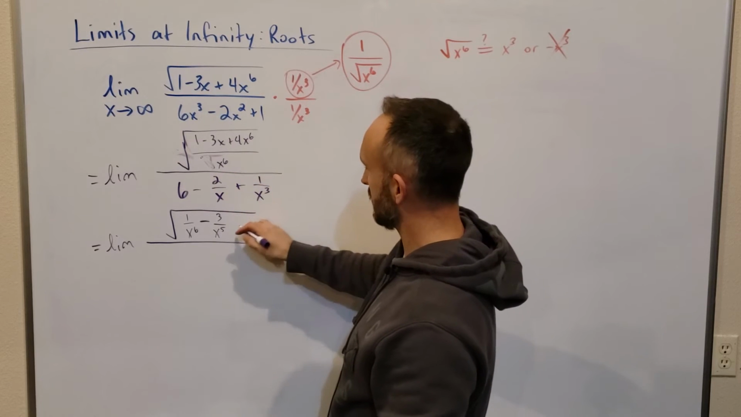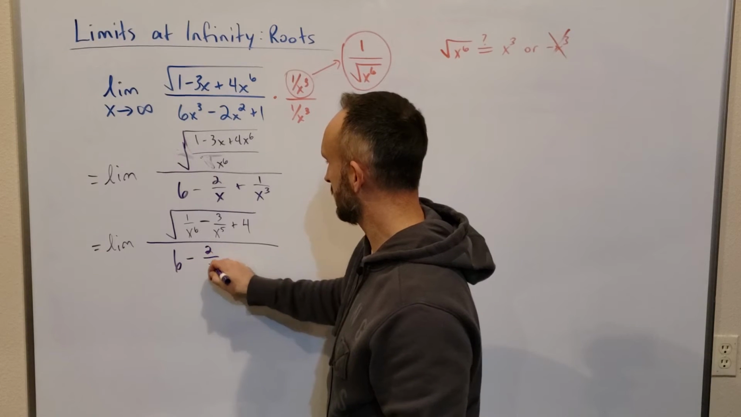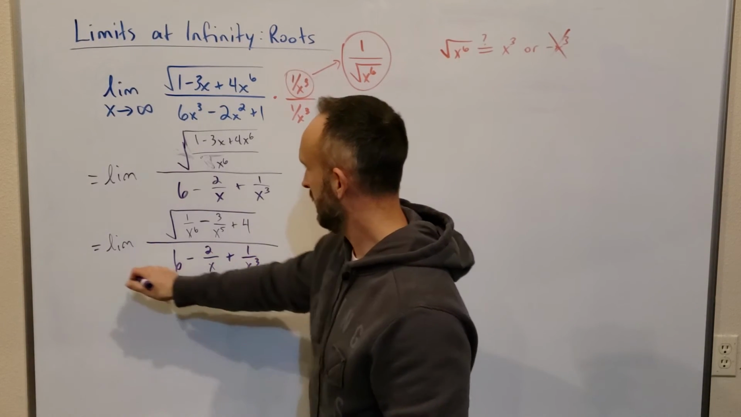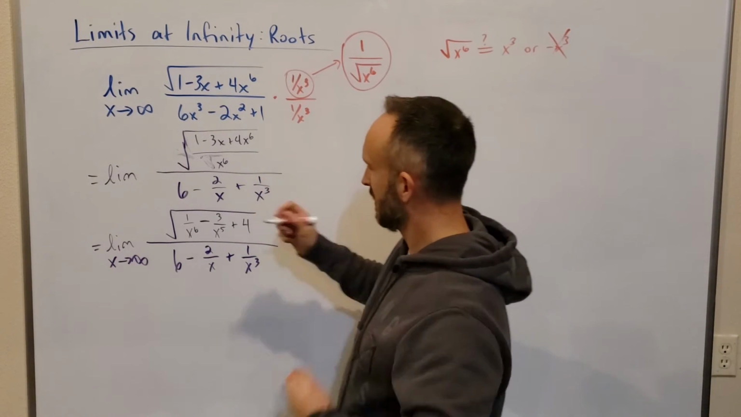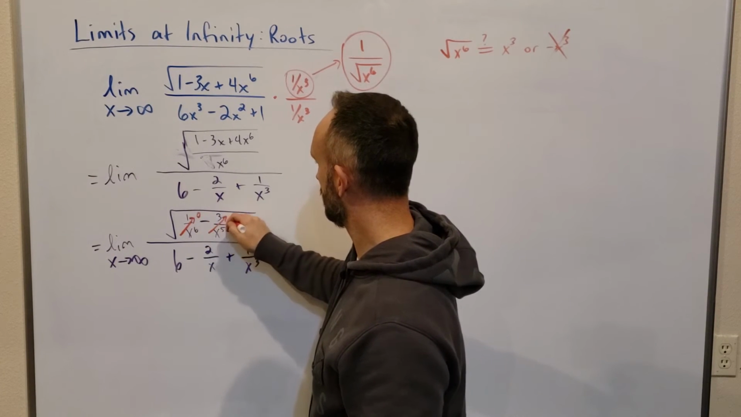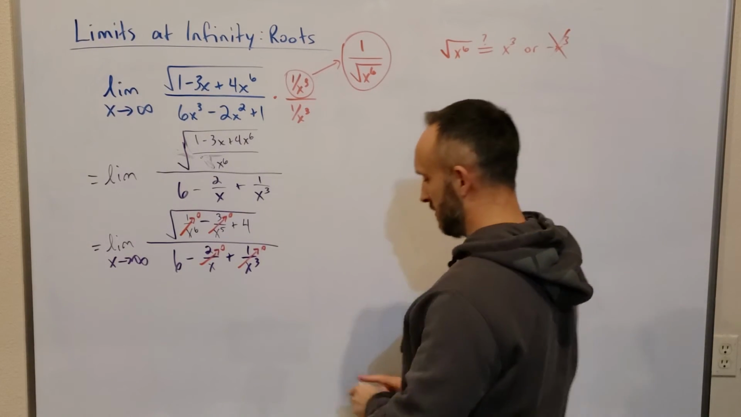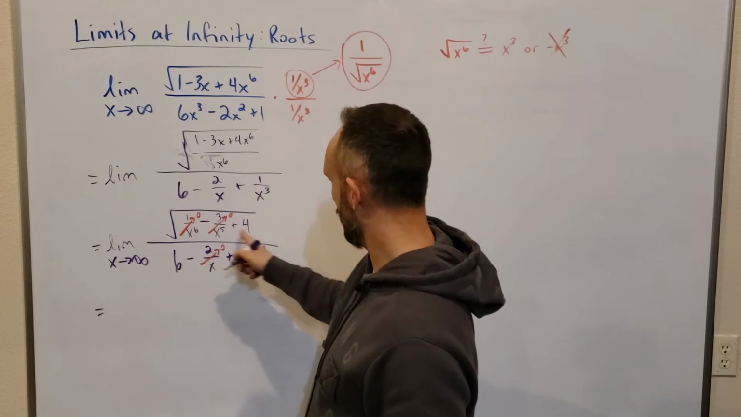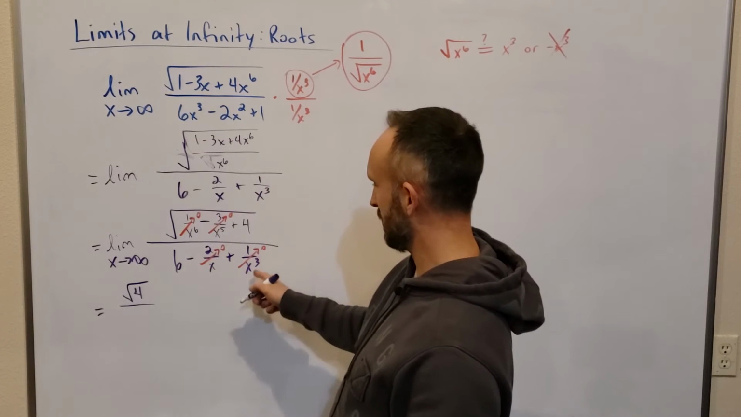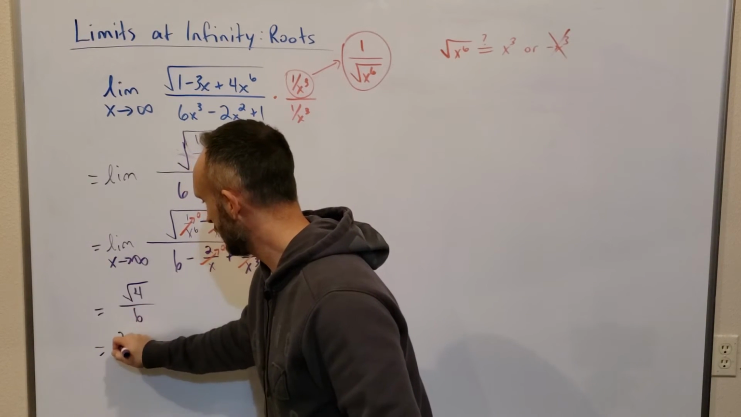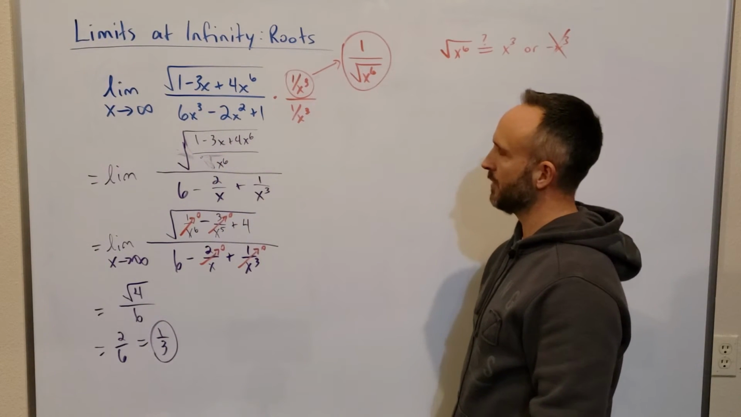Plus 4x to the 6th over x to the 6th just turns into 4. And my denominator is still 6 minus 2 over x plus 1 over x cubed. And we're taking the limit as x goes to infinity. And so when we do that, these guys go to 0, my favorite part. And so what remains is on top, I've got the square root of 0 plus 4, so the square root of 4. And on bottom, I've got 6 minus 0 plus 0, which is 6. So I've got 2/6 or 1/3. Okay, so that limit is 1/3.